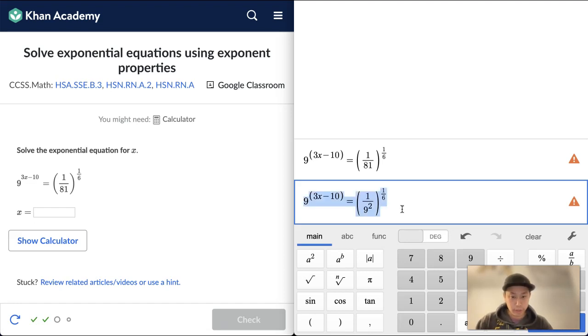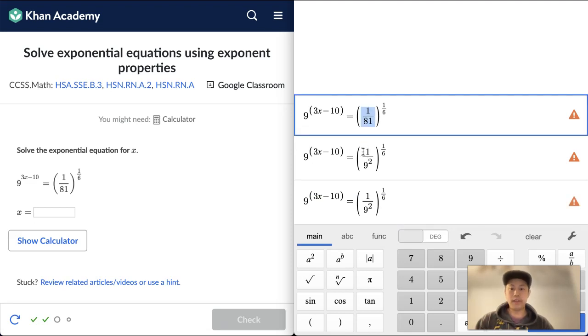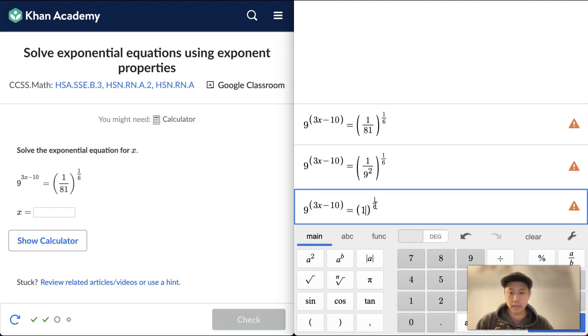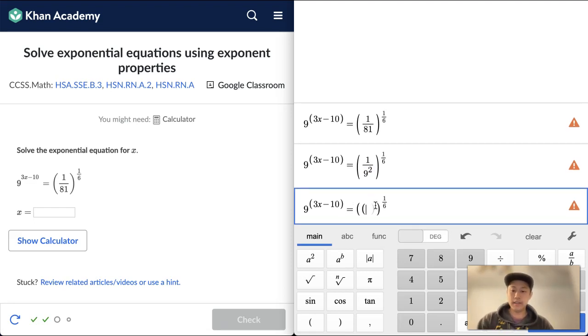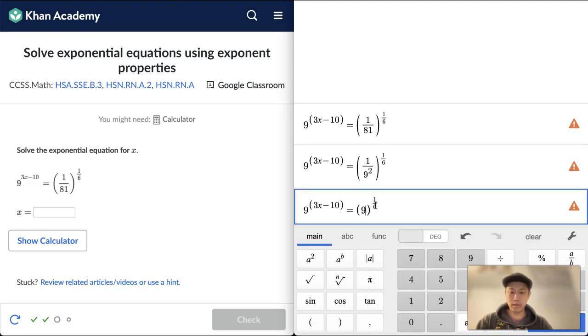Okay, so just to be really thorough, I'm going to keep going here. These are all equivalent forms. 1 over 81 is the same thing as 1 over 9 squared. And then 1 over 9 squared is the same thing as 9 to the negative 2, like this. Right? 1 over 9 squared, same thing as 9 to the negative 2. So now we have this same base. 9, 9 here, 9 here. That's what we wanted. Okay?